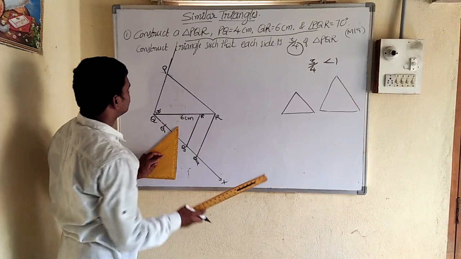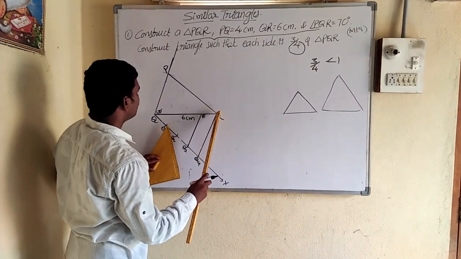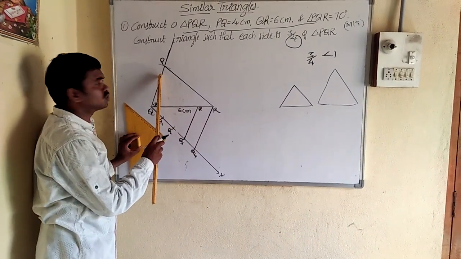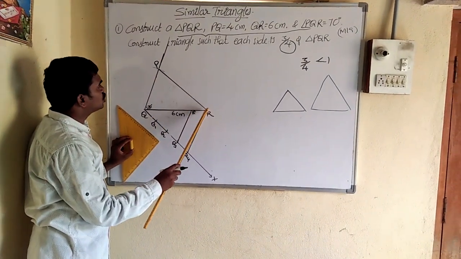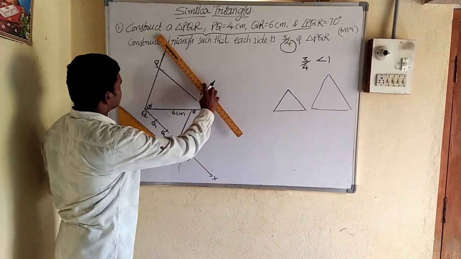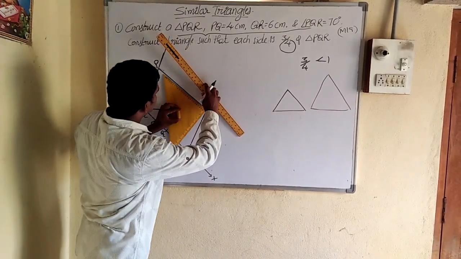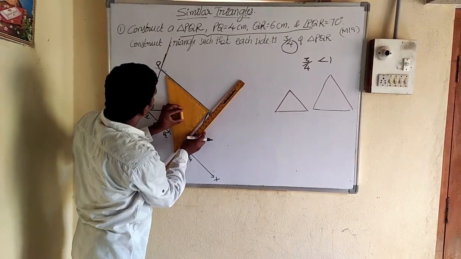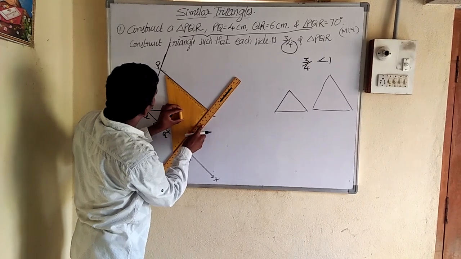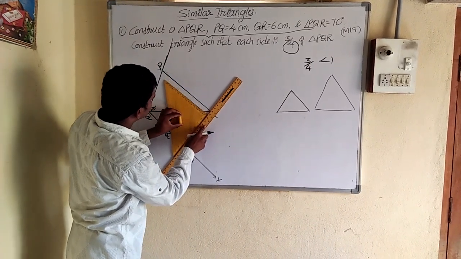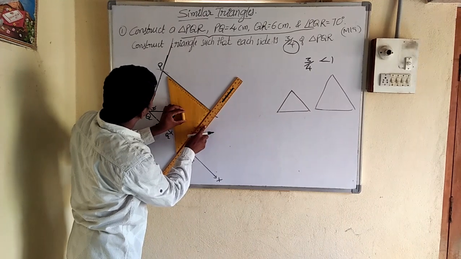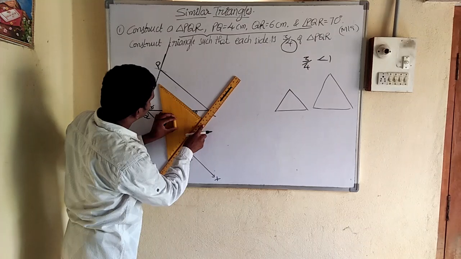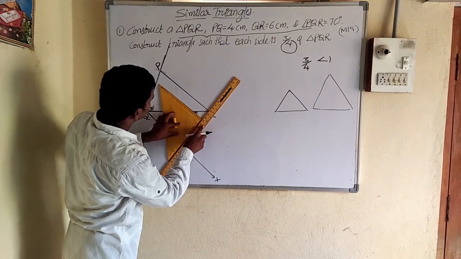Now similarly, draw a parallel line from R dash to side QP, parallel to PR. This is the line PR. So I am going to construct a parallel line to PR drawn from R dash.